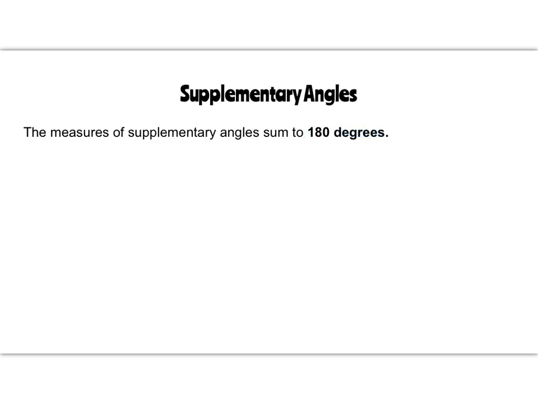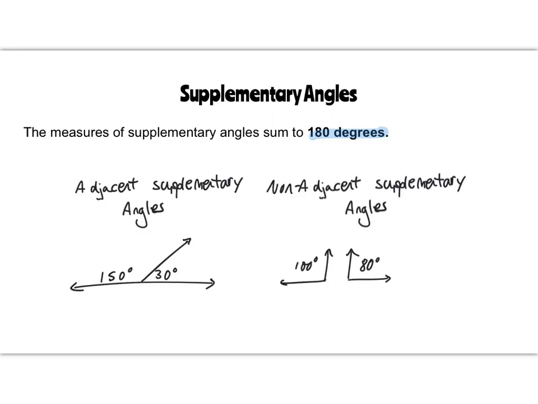The last relationship we're going to look at involves supplementary angles. Supplementary angles sum to 180 degrees. Similar to complementary angles, supplementary angles can be either adjacent or non-adjacent, as shown in our two examples below. The key thing that makes supplementary angles supplementary is that their measures sum to 180 degrees. So 150 plus 30 is equal to 180. And 100 plus 80 is also equal to 180.